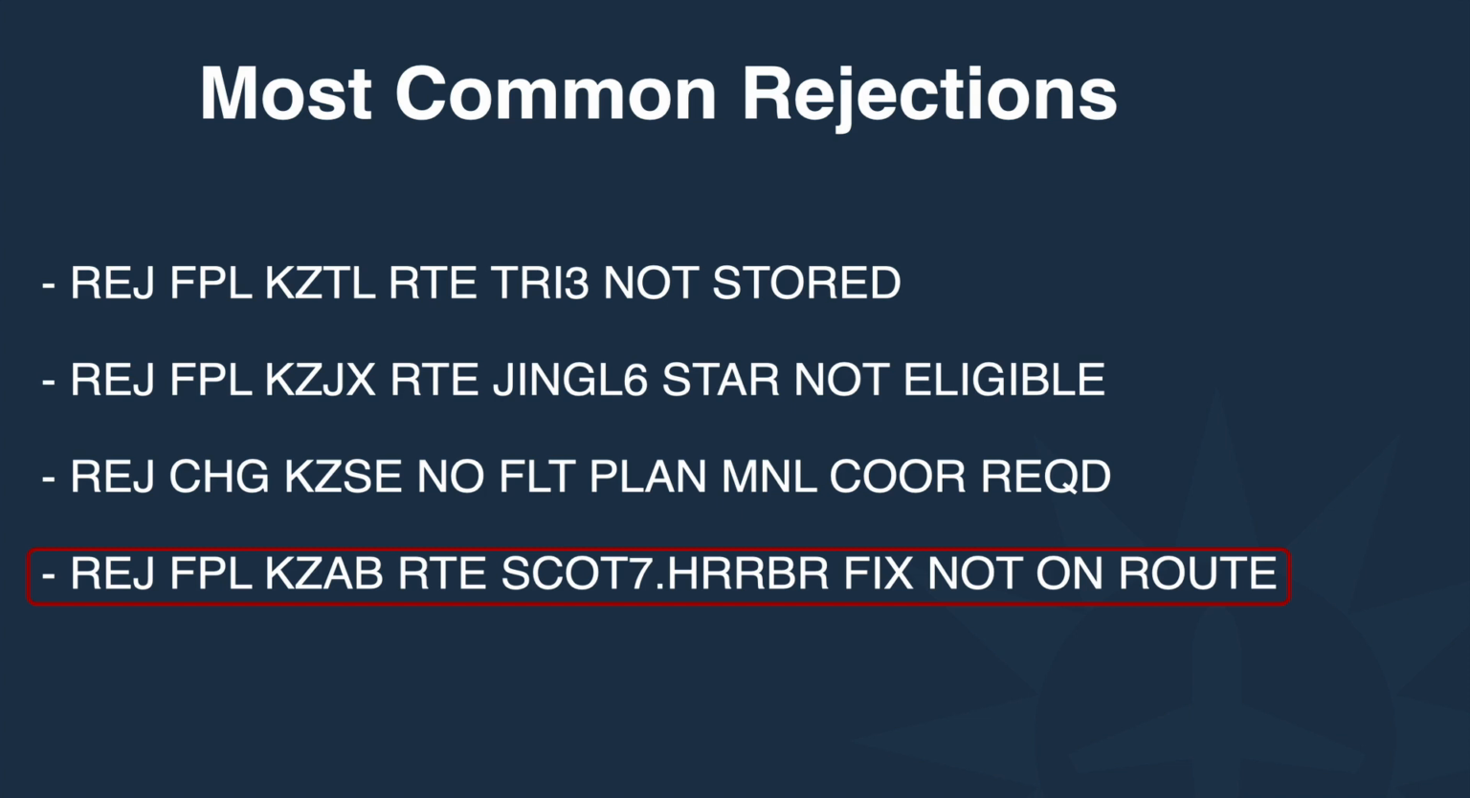So what needs to happen is you can go in and use that procedure advisor that we looked at earlier. Oh yeah. You can pull up the Scott 7 and look at the different transition fixes, then file one of those transition fixes and refile. You'll get it on file. Alternatively, if you really wanted to go to that HARBR waypoint, you can remove the procedure and go direct to that HARBR waypoint.